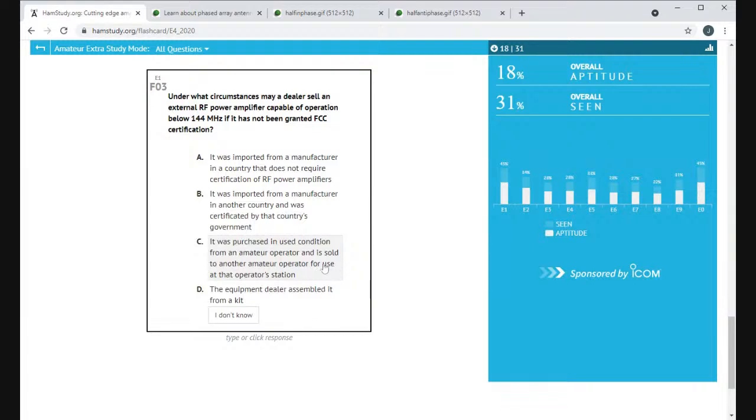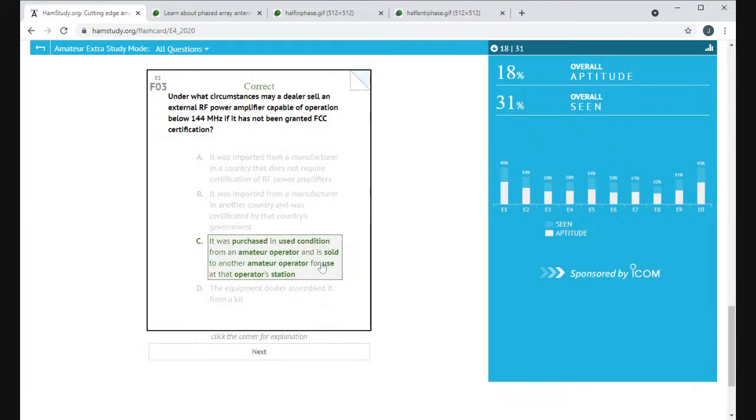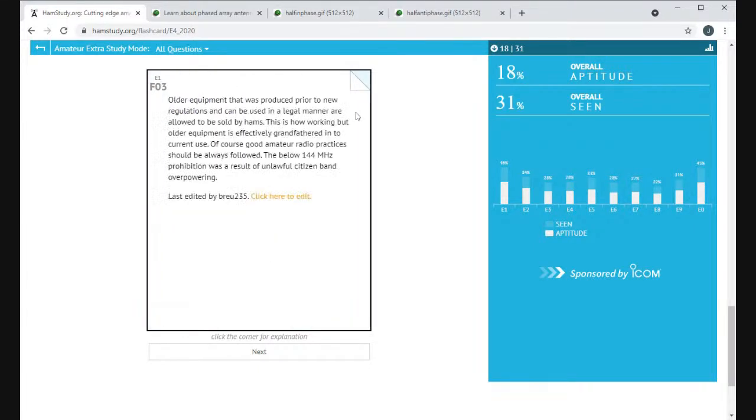I'm going to guess C, and that C is correct. It was purchased in used condition from an amateur operator and is sold to another amateur operator for use at that operator's station. Older equipment that was produced prior to new regulations and can be used in a legal manner are allowed to be sold by hams.